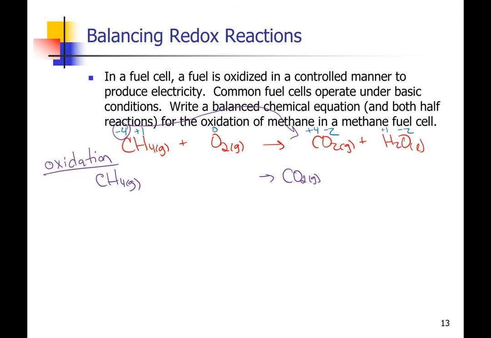Our reduction half reaction is going to involve the reduction of oxygen with an oxidation state of 0 to a product in which it has an oxidation state of -2. And the appropriate product to pick is going to be the water, because if you pick the carbon dioxide, you're never going to get that half reaction to balance, because how are you going to deal with the carbon? So our reduction half reaction is going to involve oxygen gas going to water.